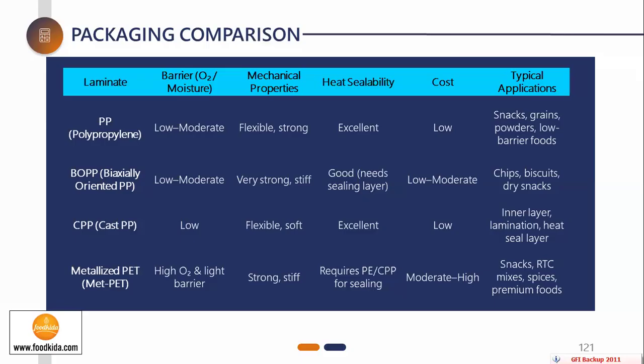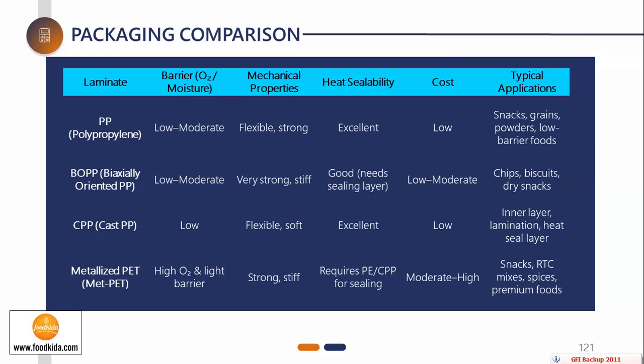Then you have cast PP. Cast PP has a low moisture barrier. Though it is flexible and soft, it has excellent heat sealability. Sometimes you can use it as an inner layer for sealing. Cost is low. This is the inner layer for lamination. But in industry, cast PP is not used. We use PE most of the time for inner lamination. And what is the reason for it? Sealing properties. It is cheaper. The main reason is it is cheaper.